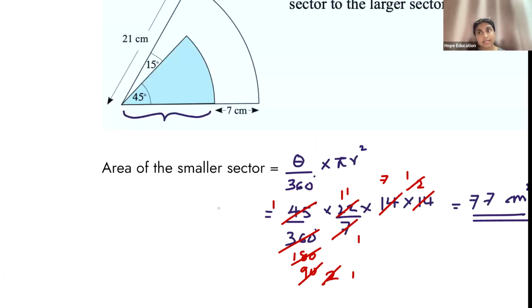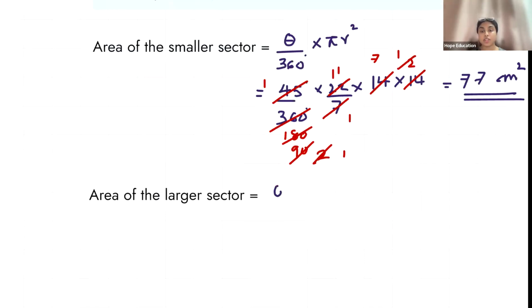45 plus 15, that is 60. Yes, 60. 60 degrees divided by 360, multiplied by pi, which is 22/7. And the radius here is 21. It's very strange, they have given it as 21.